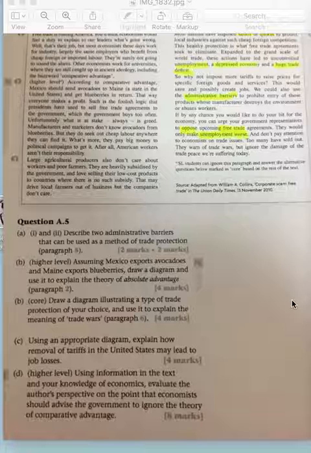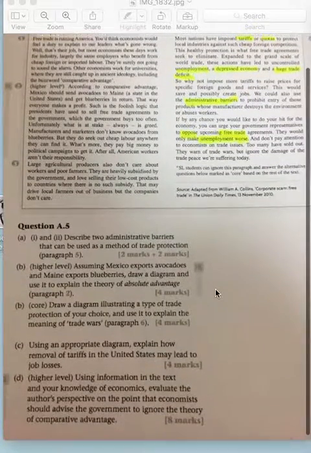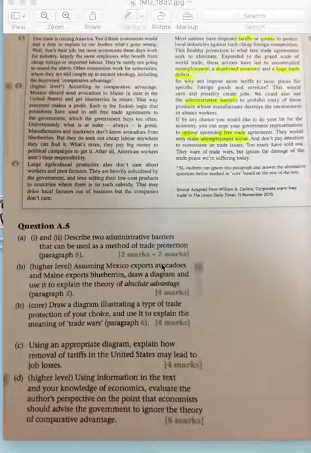Free trade also may possibly increase the unemployment rate because domestic production might be hindered by the inflow of imports. These are the answers for A, B, and D.